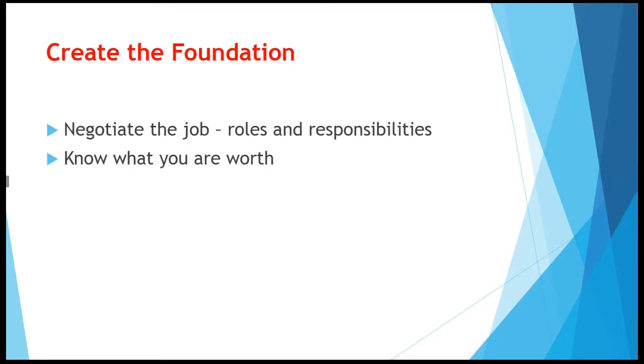Negotiate the job before you negotiate the salary. Find out specifically what the roles and responsibilities are. Oftentimes, there are a lot more things involved in a job than what's in the job description. Second thing is you need to know what you are worth. You need to do your research and find out what people are getting paid for this similar job in this city.